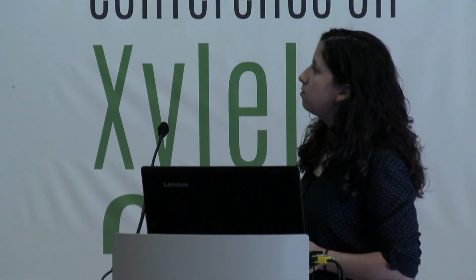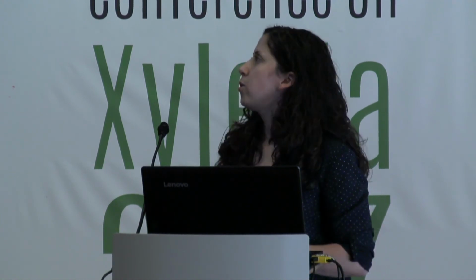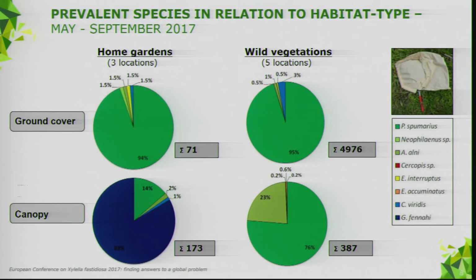If we compare it with wild vegetation, which could be situated beside, we found also the most prevalent species on the ground cover Philaenus, whereas in the canopy dominant were the species Aphrophora alni as well as Philaenus spumarius. Interestingly, we couldn't catch any individuals of Graphocephala fennahi, although we caught some individuals with the yellow sticky traps. This depends on the density of the individuals in this habitat type.